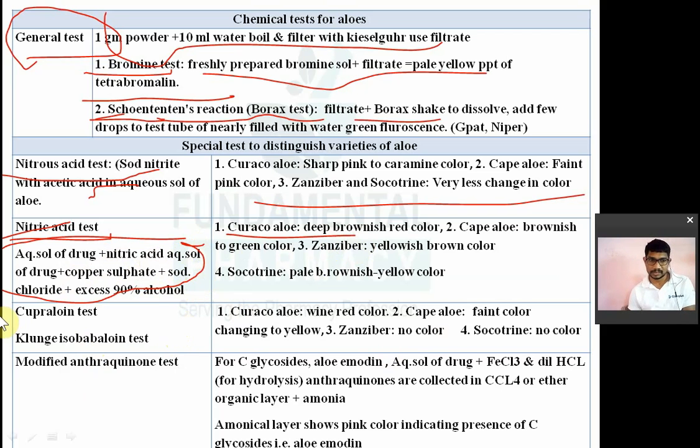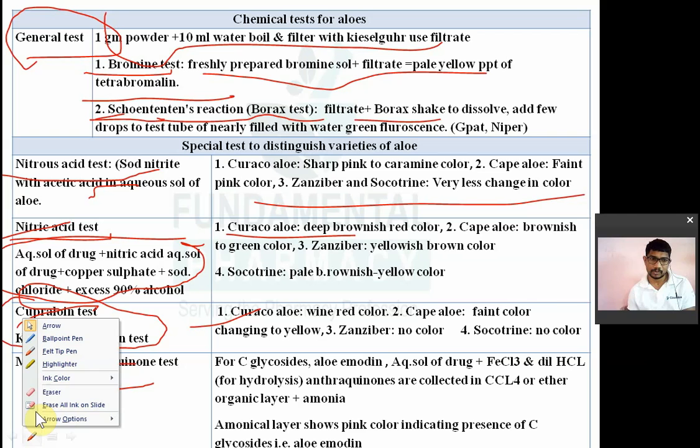Then this test is important. Cupraloin test, or it is also known as Klunge's isobarbaloin test. This test is important. So in case of Curacao, wine red color is given. You get wine red color. Cape aloe, like color is not much important. They will not ask you which color is given by which variety. Just remember the Cupraloin test is also known as Klunge's isobarbaloin test. Then the modified anthrone test, like the modified Borntrager test. All they are going to ask you is in one-line question form.